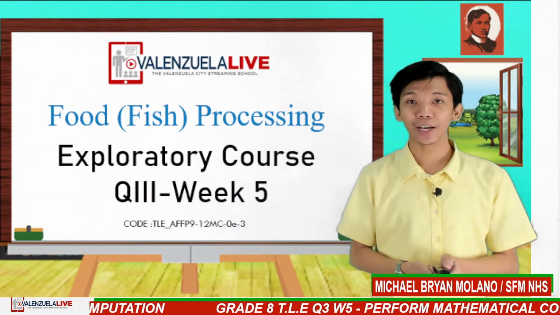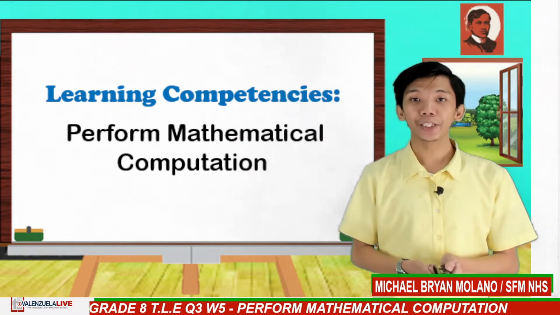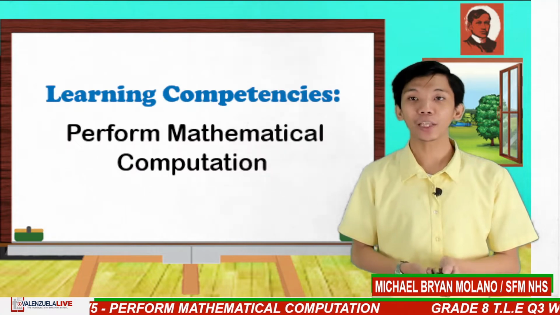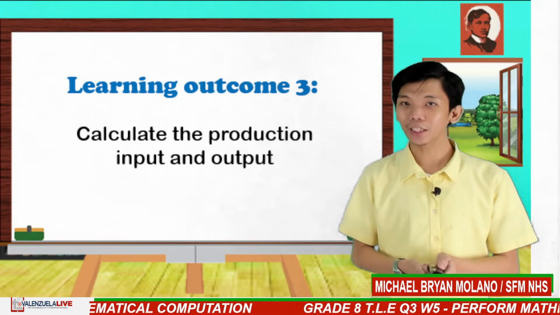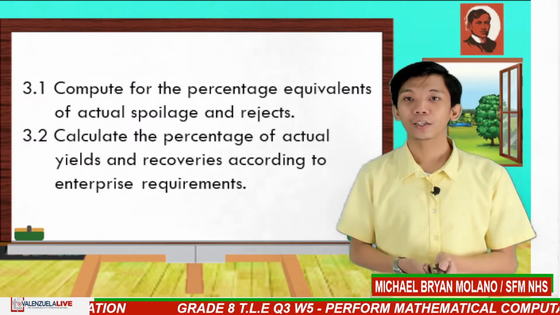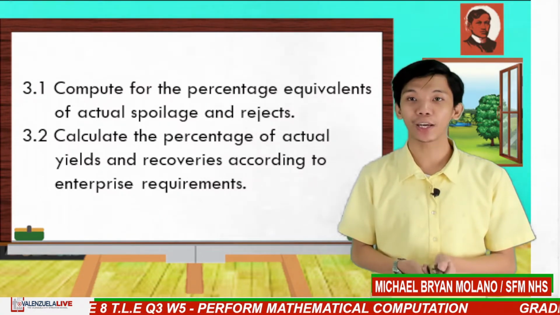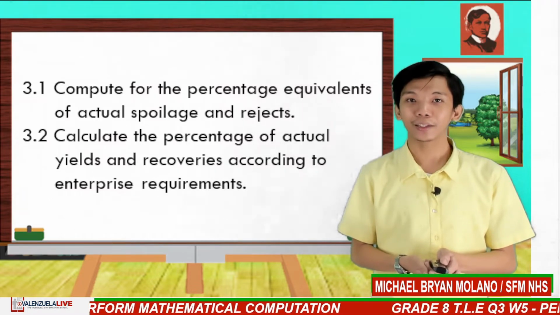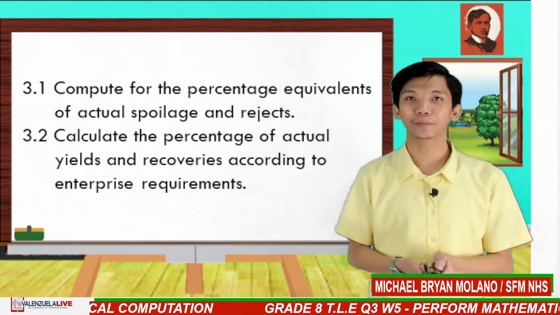We are now on week 5 under the exploratory course, Food Fish Processing for the third quarter. For the learning competency of the lesson, we are expected to perform mathematical computation, and under learning outcome 3, you are going to calculate the production input and output. In doing this, you're expected to do 3.1, compute for the percentage equivalence of actual spoilage and rejects, and 3.2, calculate the percentage of actual yields and recoveries according to enterprise requirements.